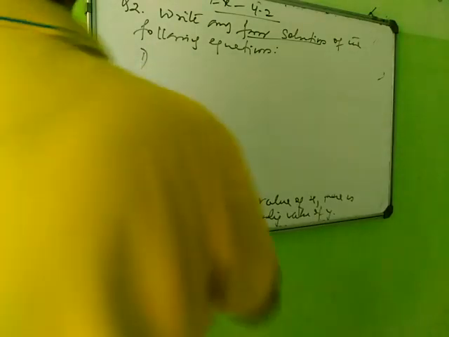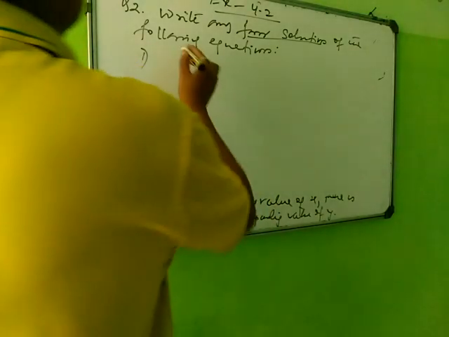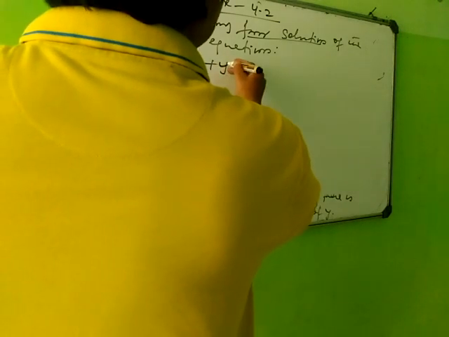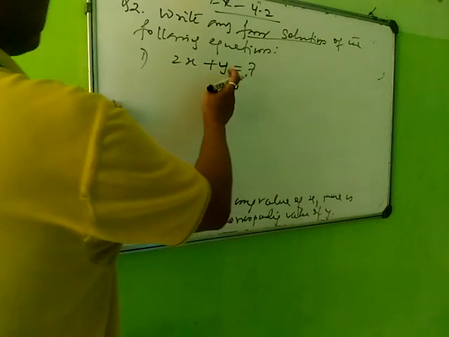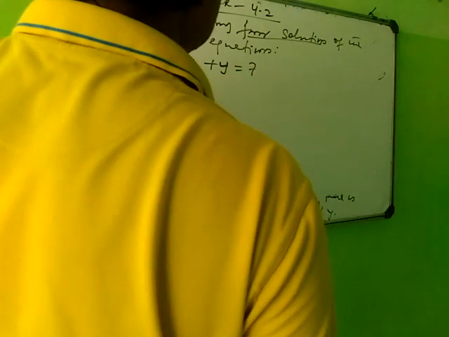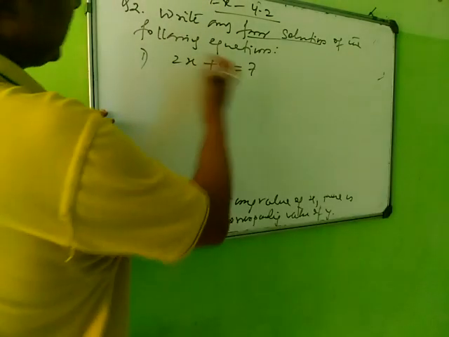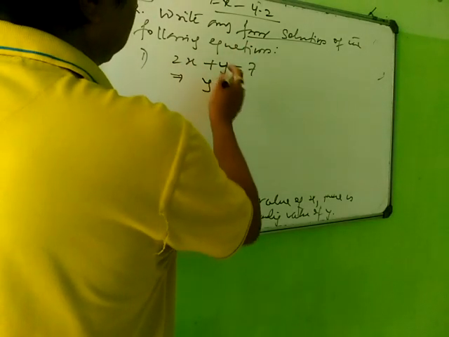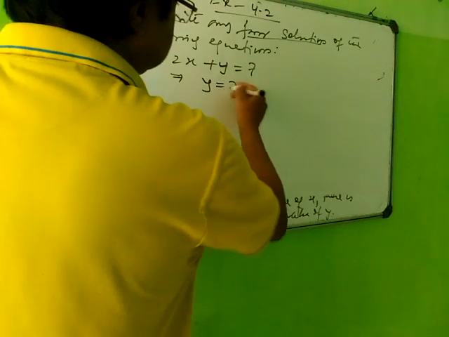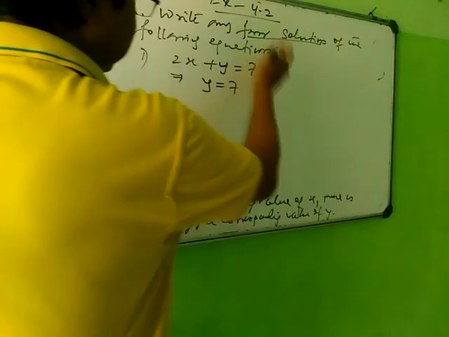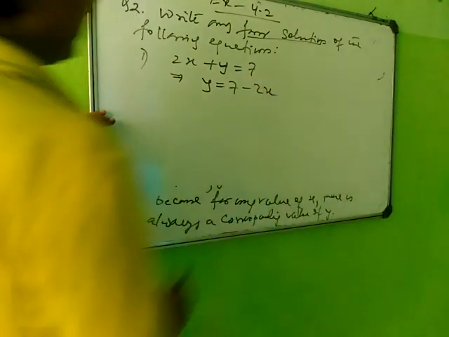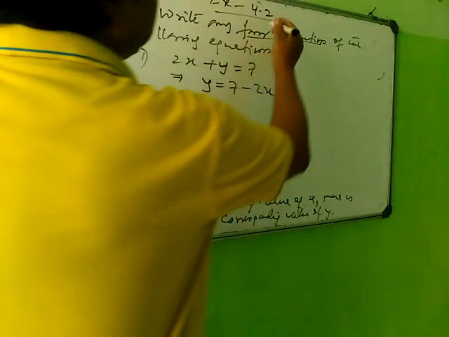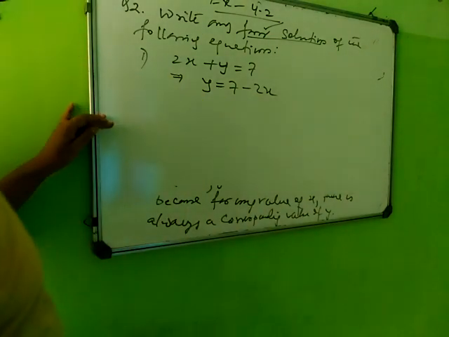Number 1, let us take. Twice x plus y is equal to 7. So from here, let us find out x or y. Let us find out y. So y equals 7, you take this 2x to that side, so it will be minus 2x. Now, from this, you are going to find any 4 solutions.